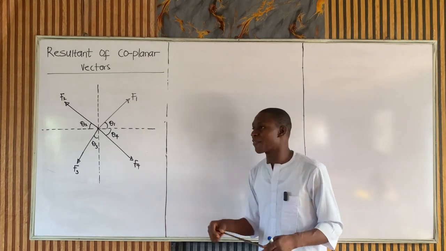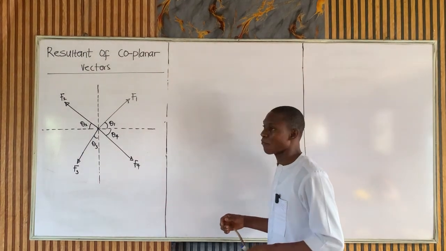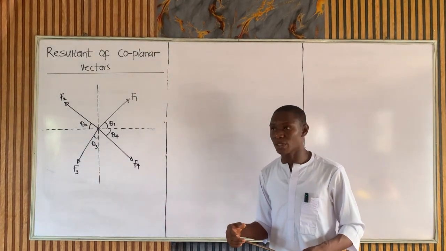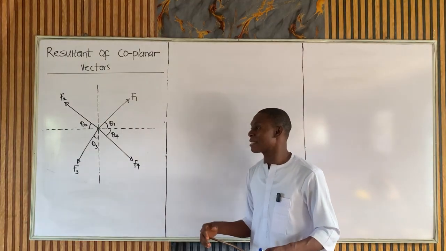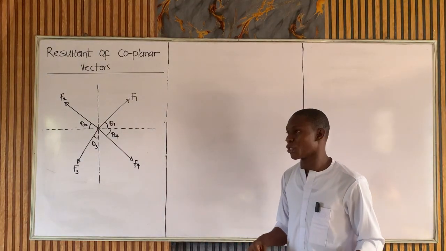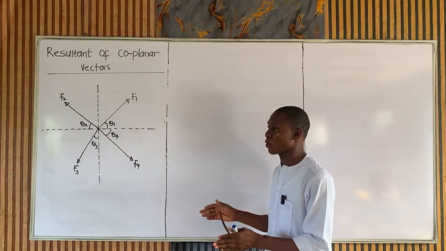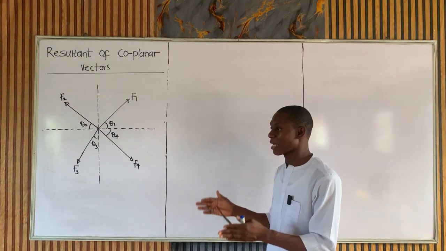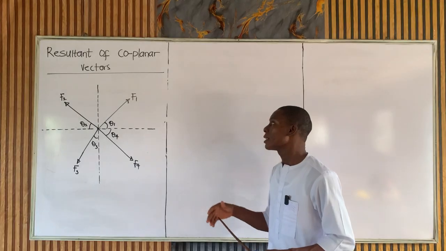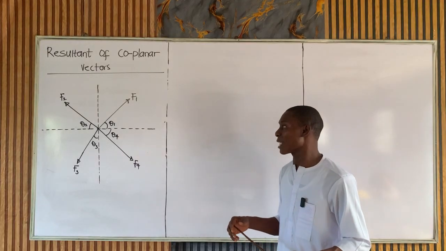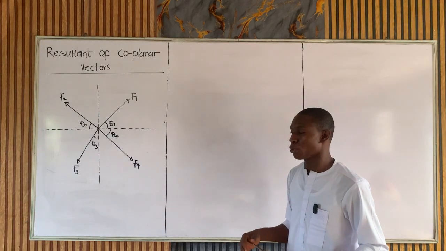Most students find it difficult to find the resultant of coplanar vectors. Well, the best method in solving this is the method of resolution. But the question is why? You see, when you have more than 2 vectors, at least from 3 vectors, 4 vectors upward, the best method to use to find the resultant is the method of resolution.